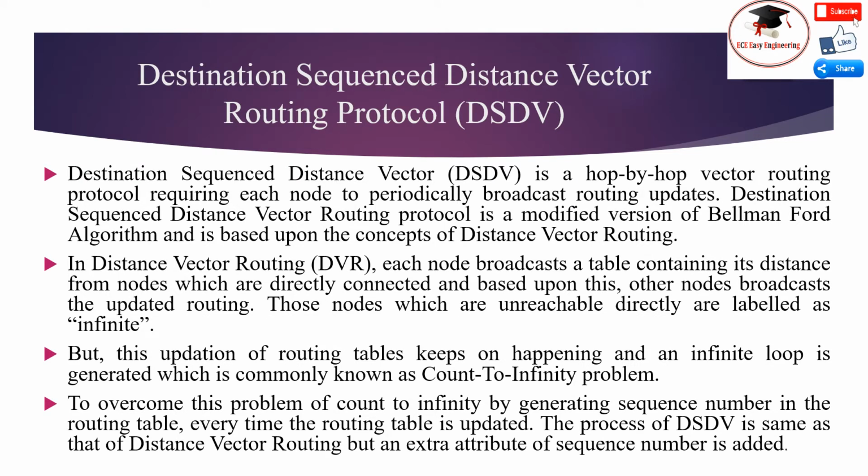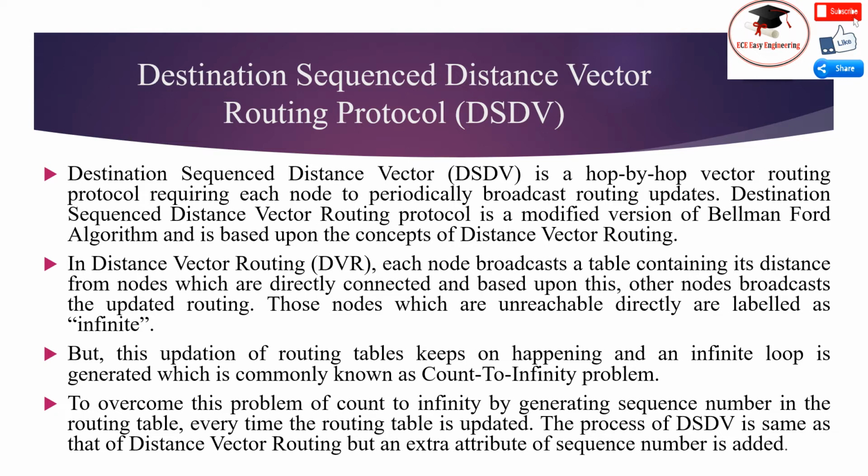Destination Sequenced Distance Vector routing protocol, DSDV. Destination Sequenced Distance Vector is a hop-by-hop vector routing protocol requiring each node to periodically broadcast routing updates. It is a modified version of the Bellman-Ford algorithm and is based upon the concept of DVR, that is, Distance Vector Routing. In DVR, each node broadcasts a table containing its distance from nodes which are directly connected, and based upon this, other nodes broadcast the updated routing. Nodes which are unreachable directly are labeled as infinite.